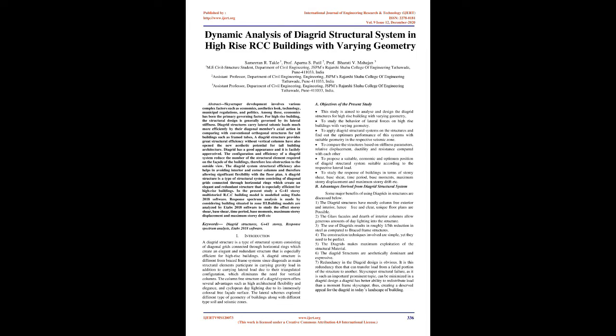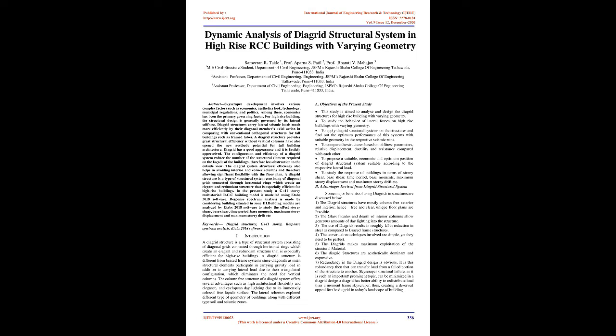The configuration and efficiency of a diagrid system reduce the number of structural elements required on the facade of the buildings, therefore less obstruction to the outside view. The diagrid system's structural efficiency also helps in avoiding interior and corner columns, therefore allowing significant flexibility with the floor plan. A diagrid structure is a type of structural system consisting of diagonal grids connected through horizontal rings, which create an elegant and redundant structure that is especially efficient for high-rise buildings.